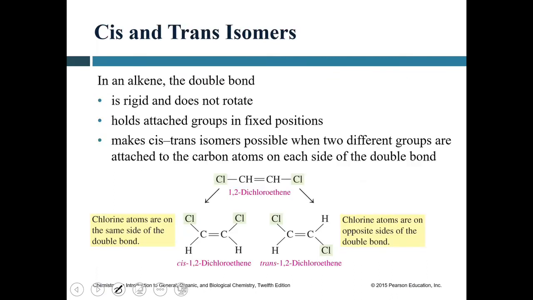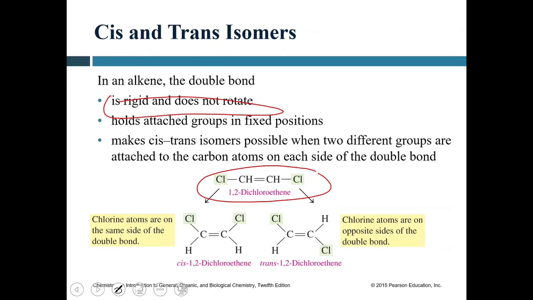So the double bond is rigid and cannot rotate, which kind of makes sense. If you take 2 carbons and connect them by 2 bonds, they won't rotate. So attached groups are held in fixed positions. And that results in the formation of cis and trans isomers.